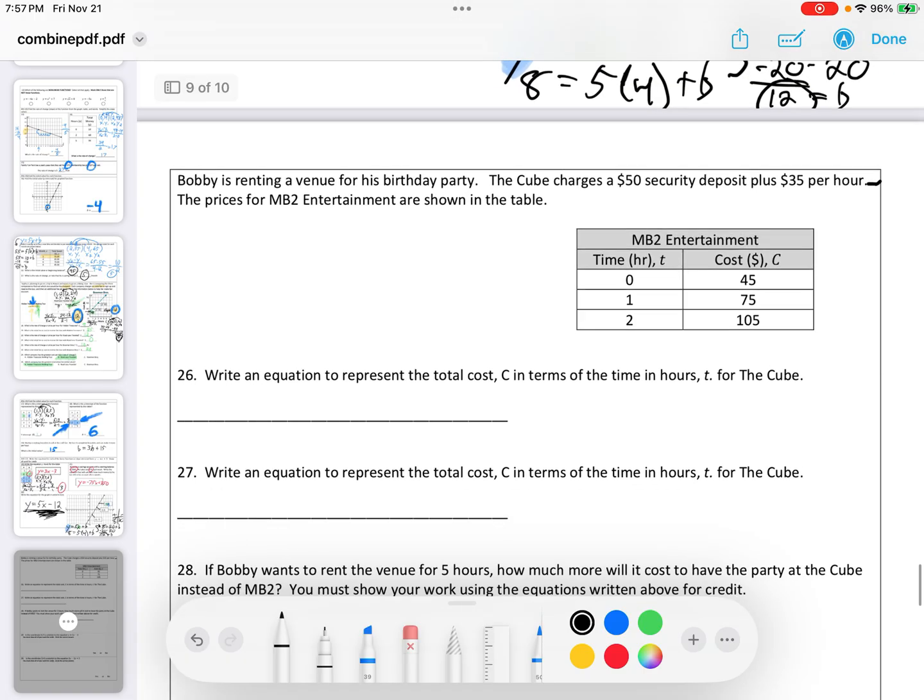Bobby's renting a venue for his birthday party. The Cube charges $50 security deposit plus $35 per hour. The price for the entertainment place is shown on the table. At 0, that means they charge $45 at the beginning before he starts. Write an equation to represent the total C in terms of time. C equals, well, what's the slope? It's $30 per hour.